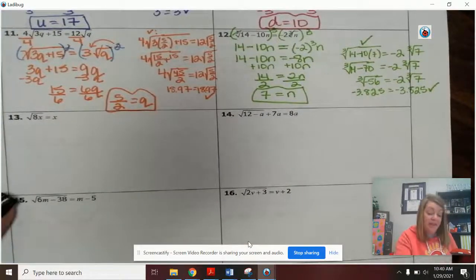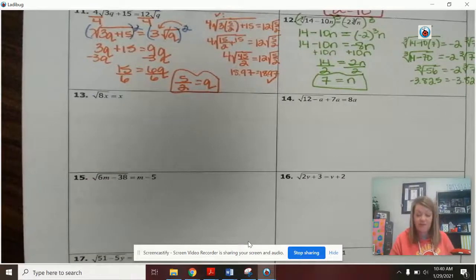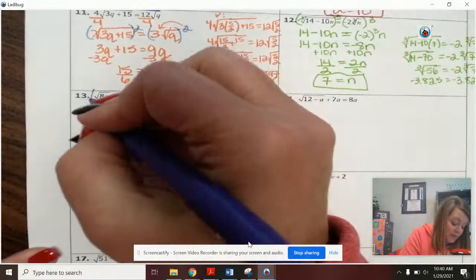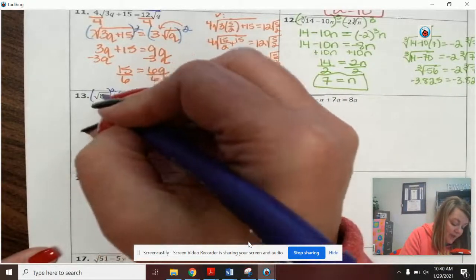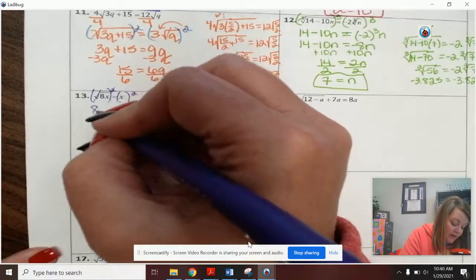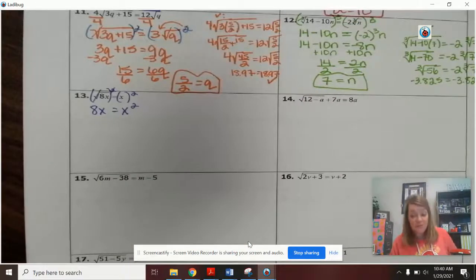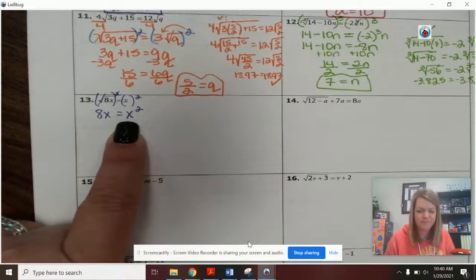All right. Well, this guy, number 13, looks pretty easy, right? But it actually has a little bit more work we need to think through as we go do it. So this is the square root of 8x equals x. So the first thing I need to do is get rid of that root. So I'm going to square both sides. On the right, the square root and the squared cancel each other out. 8x equals x squared. Okay, so that's why this one's a little bit harder, because we end up with this x squared that we have to think about.